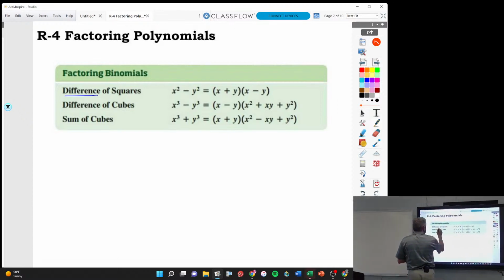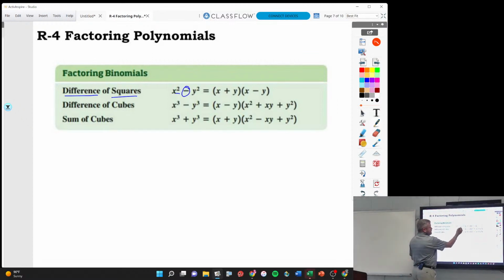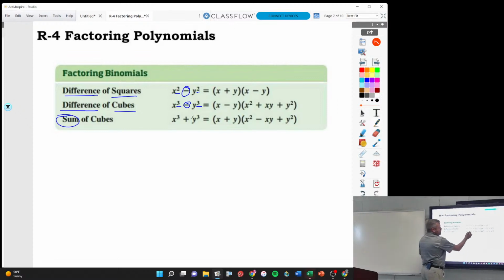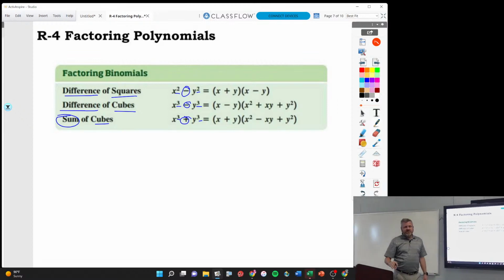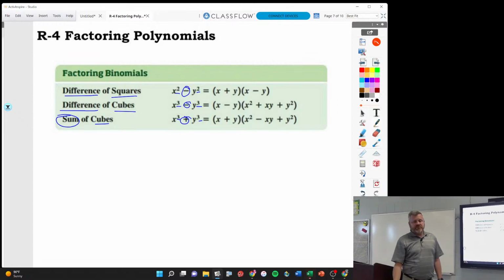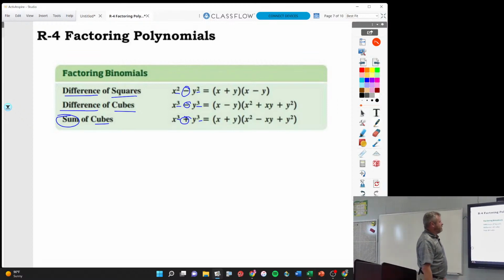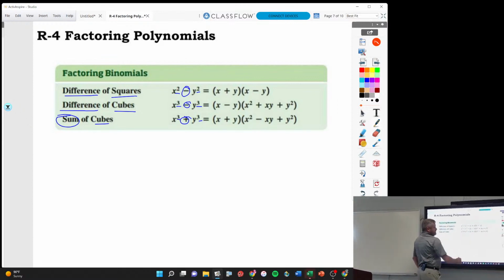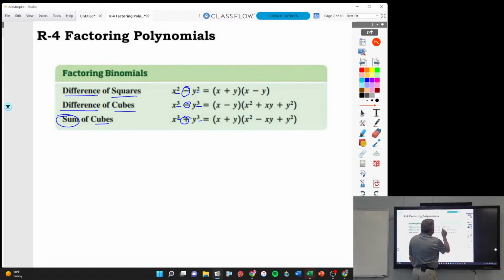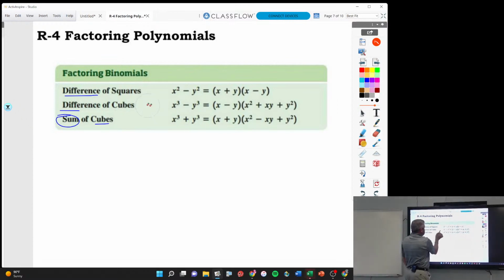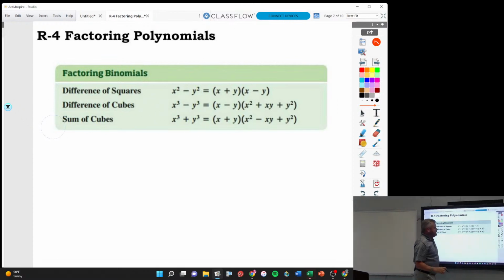We can do a difference, which means subtracting 2 perfect squares. We can do a difference, again, which is subtracting 2 perfect cubes. Or we can actually find the sum, or adding 2 perfect cubes. But again, do not try to factor a sum of 2 perfect squares, because it does not factor. And this is the formula to use. So when you're looking at these, and when we go through the examples, it'll make more sense. Right now it's probably a bunch of gibberish on the screen.